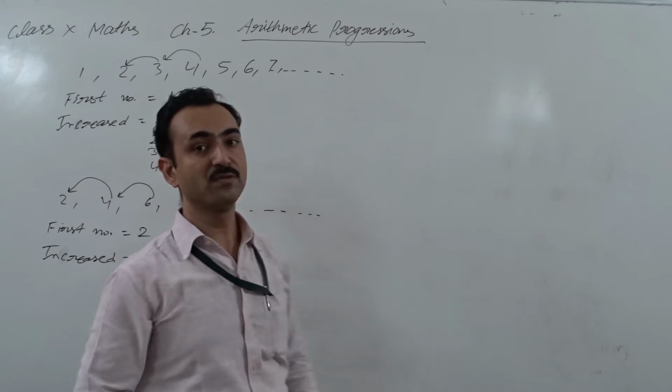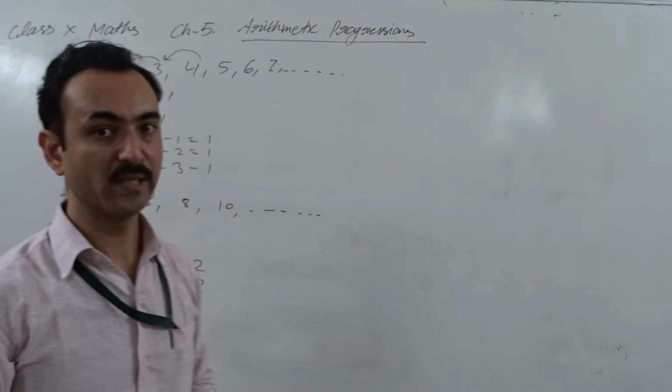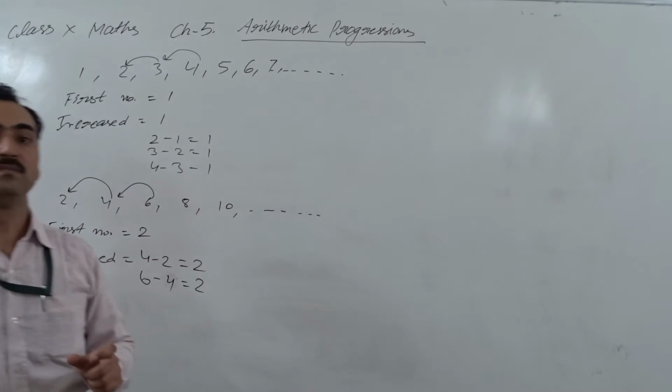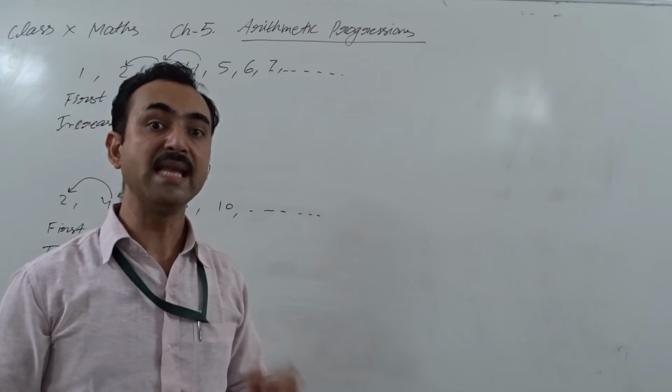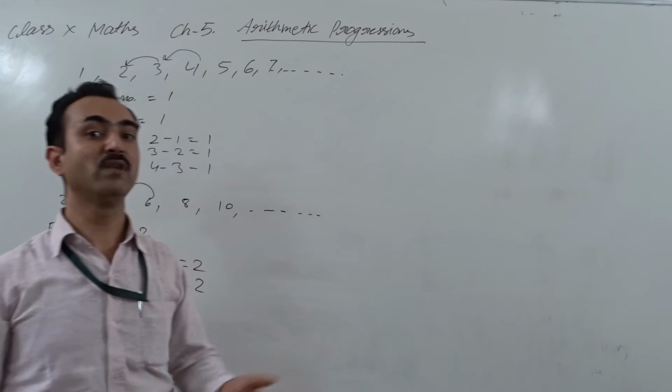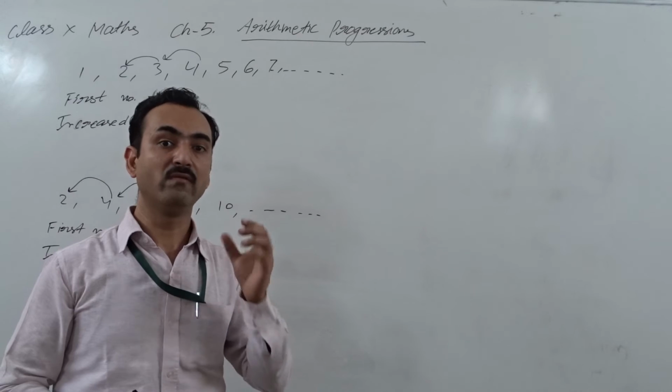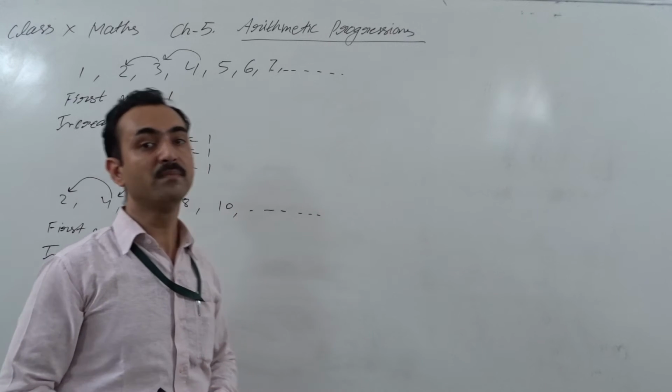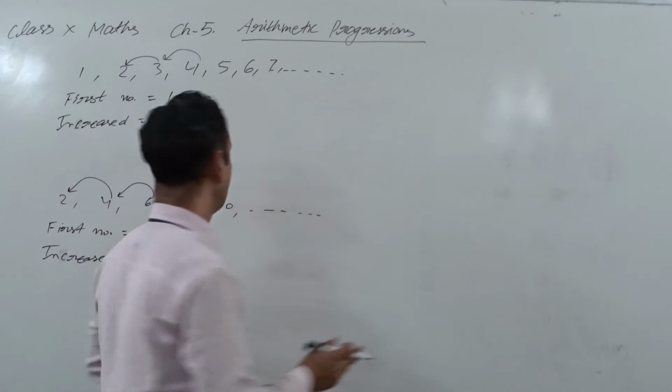So this type of series of numbers is called arithmetic progression, in which the first term can be any number, but the next number will be a fixed number more than the previous number, or decreasing. Let's see one more example.